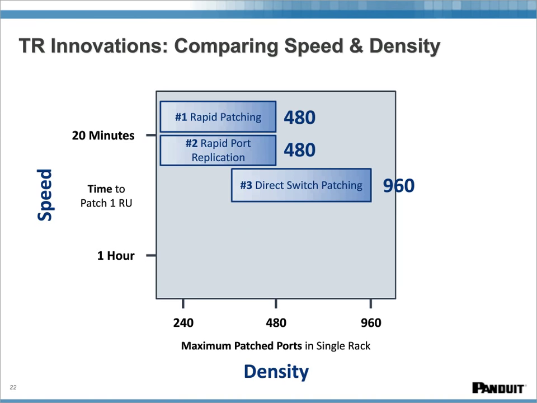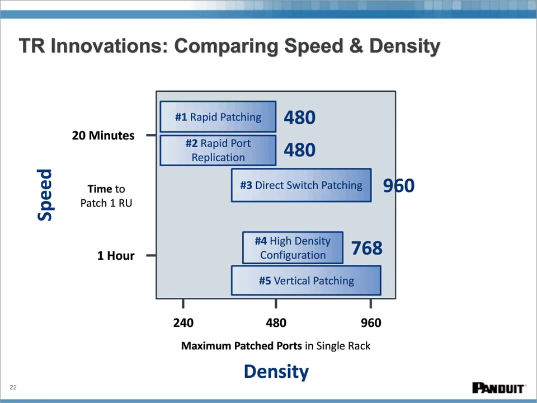Our last two configurations have the main advantage of density, addressing the space and the amount of equipment to go in. Our high density topping off at around 768 ports in a single rack. And then, as I mentioned previously, our vertical patching configuration, where everything is maxed out, we're taking maximum advantage of the space beside the rack to achieve over 1,000 patched ports.